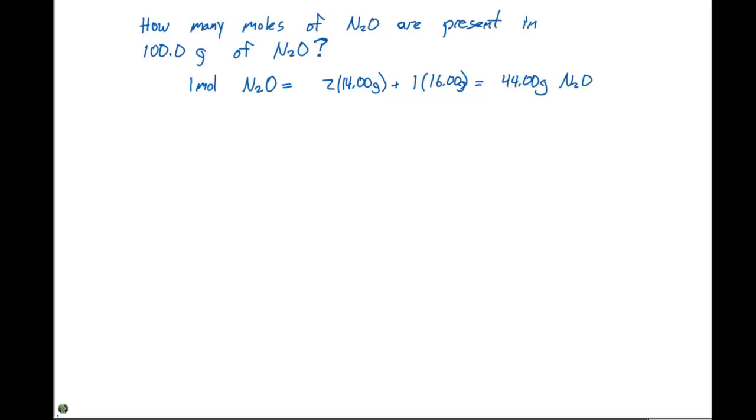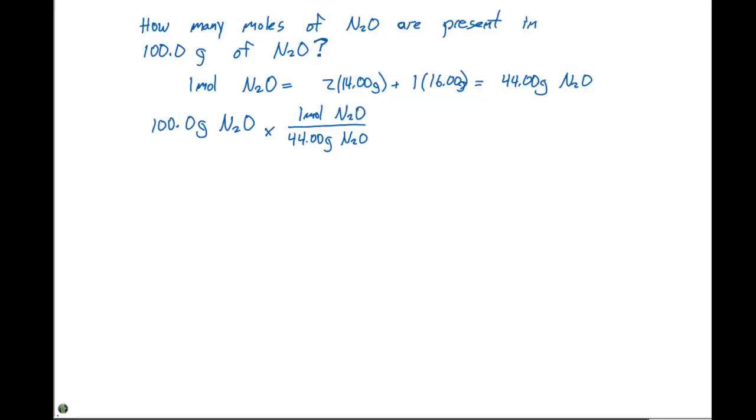This is how much 6.022 times 10 to the 23rd N2O molecules is going to weigh. So if we have 100.0 grams of N2O, we can now set up a conversion factor problem and use dimensional analysis. Our given unit is grams of N2O, and the desired unit we want is moles of N2O. We know that 44.00 grams of N2O is equal to 1 mole of N2O.